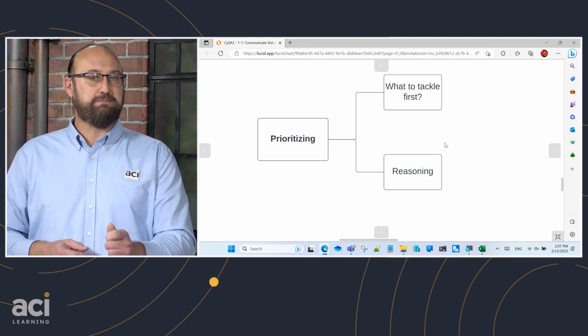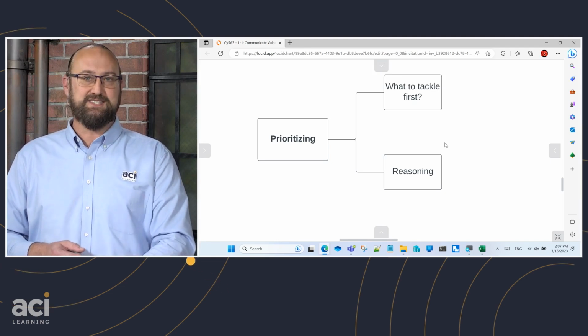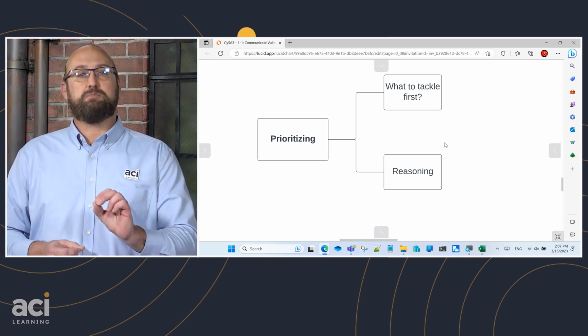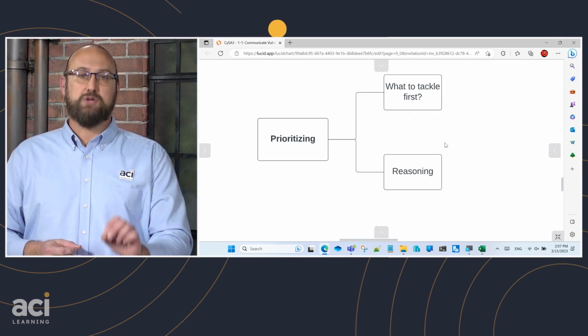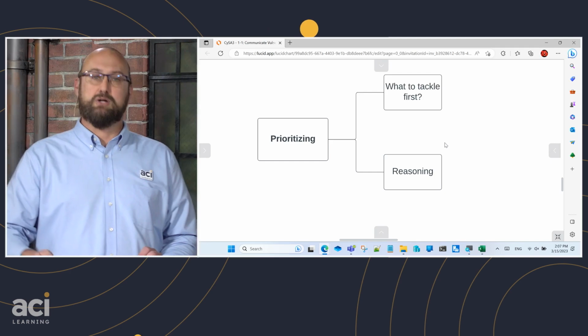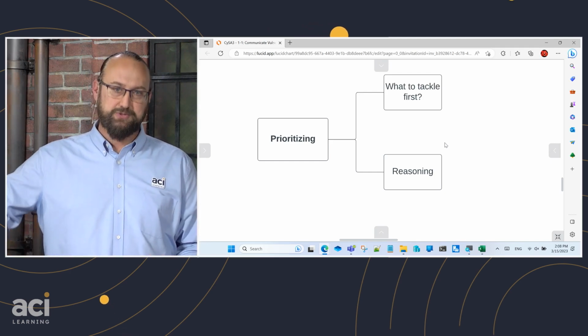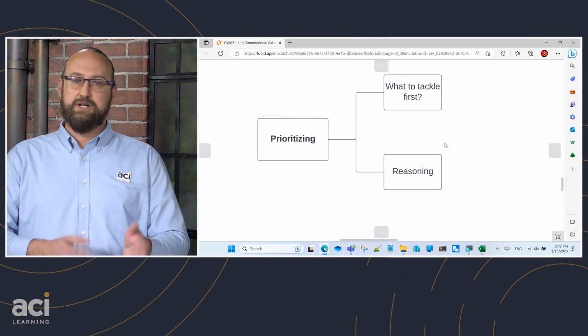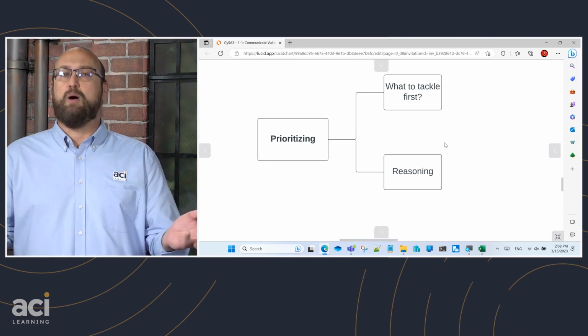But it doesn't have to be intentional malfeasance that has to happen to lose your reputation. So not only do you prioritize what to tackle first, you also have to provide a reasoning behind why you're going to tackle those first and maybe push some of the others to the back burner, and maybe tackle them in, I don't know, a few weeks or however long it might be.